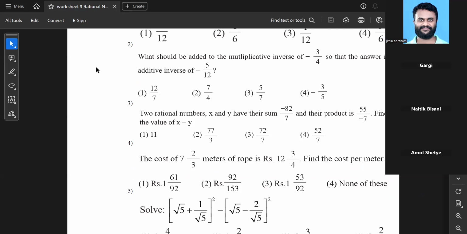Third question. What should be added to the multiplicative inverse of minus 3 by 4 so that the answer is the additive inverse of minus 5 by 12? So before I solve this problem, I'll give you a minute. Just try it out and let me know your answer in the chat box, only in the chat box.